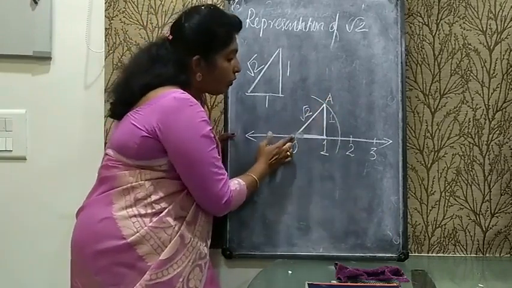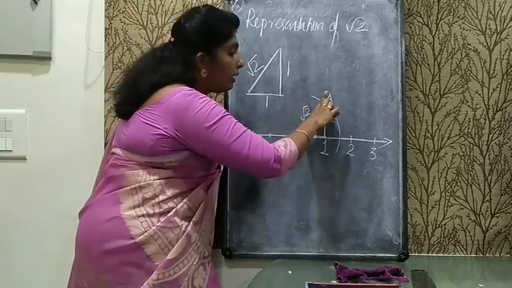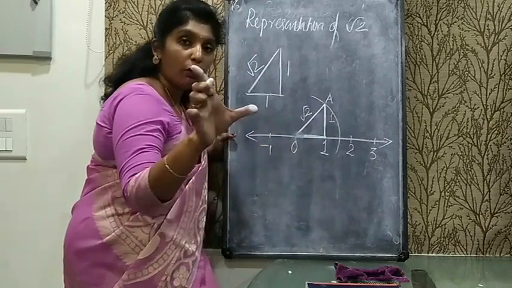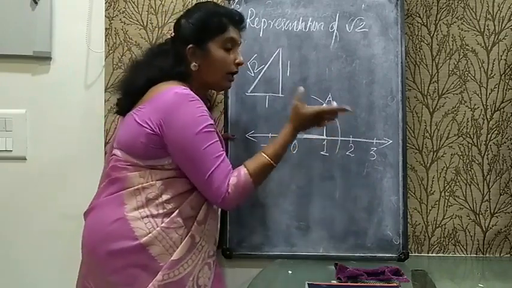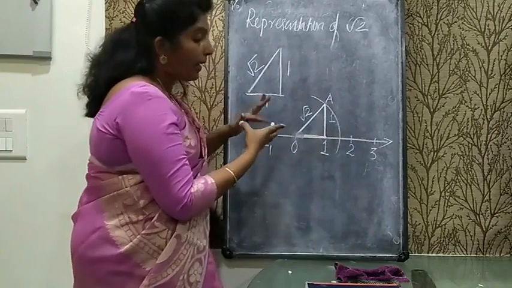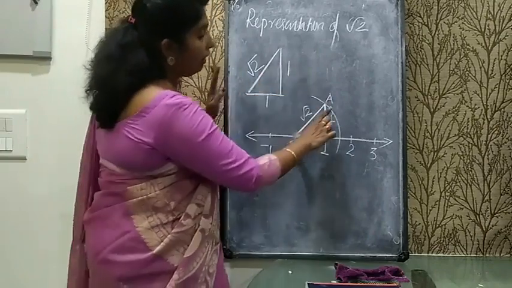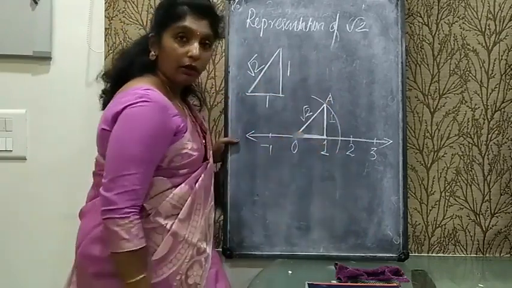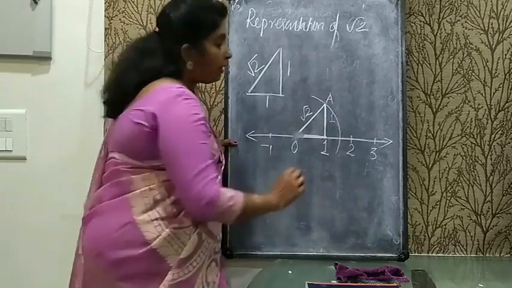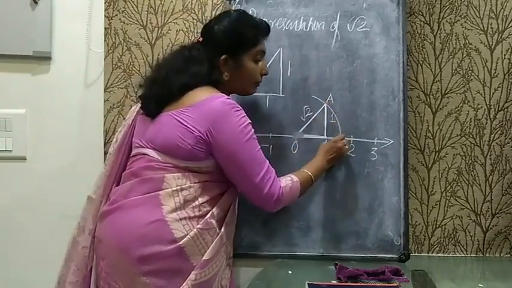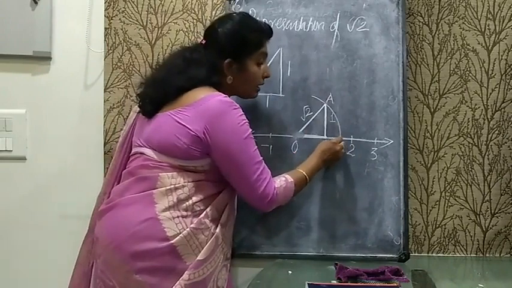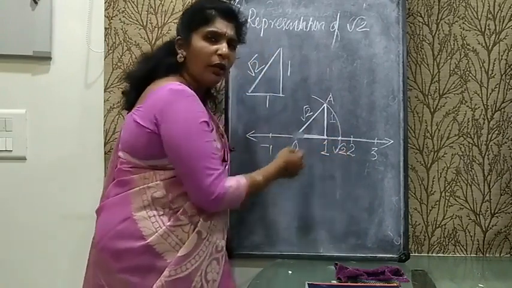OA, from distance O to A you have to take in your compass. Keep your needle portion here and the pencil here, and mark an arc. Then where this arc is cutting, this is root 2. How did it come as root 2?